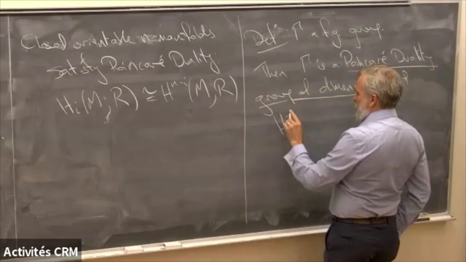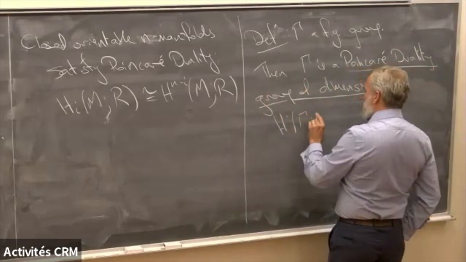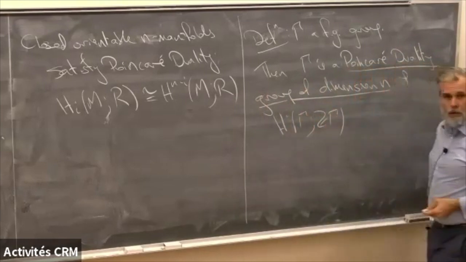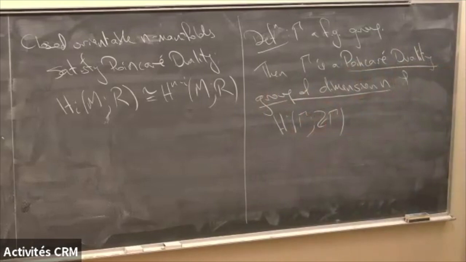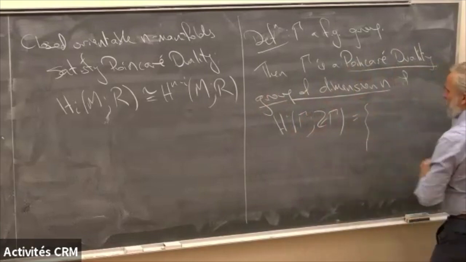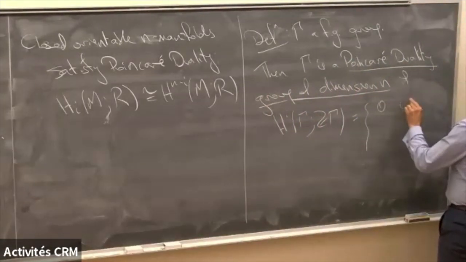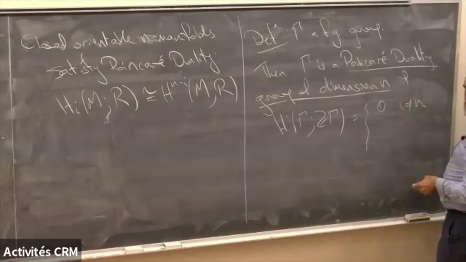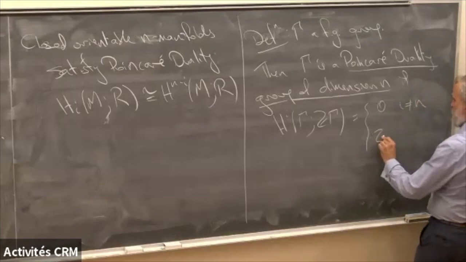You should take the cohomology of Gamma with coefficients in the group ring Z Gamma. And if you've forgotten or don't know what that is, I'll remind you in a minute. And this should satisfy the following properties. It should be 0 outside of dimension n, and in dimension n it should be Z.